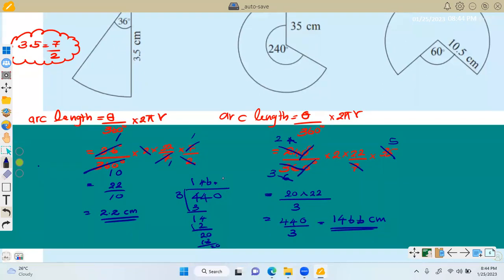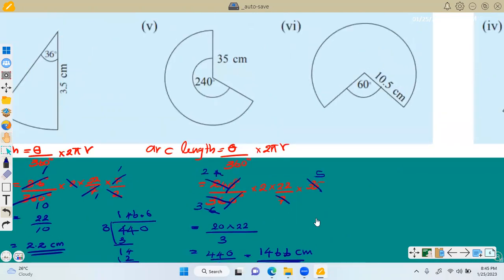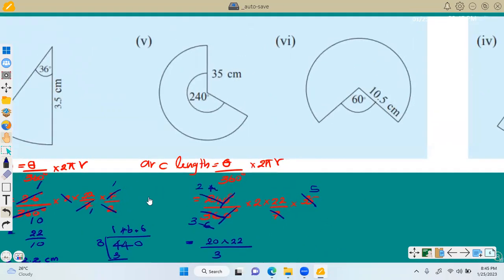18, likewise 20 remain. Okay, so approximately we can write it as 146.6 centimeters. Okay, next again a large sector. Now, have they given the arc length or do you have to find the arc length?